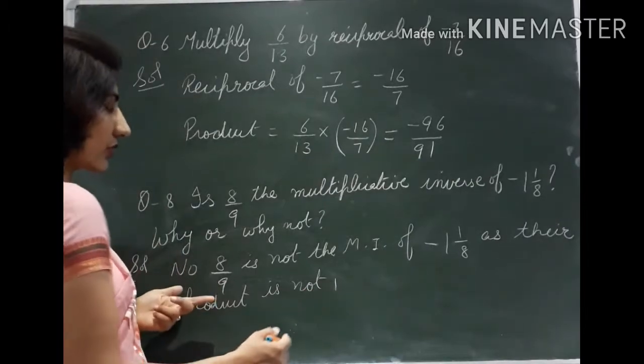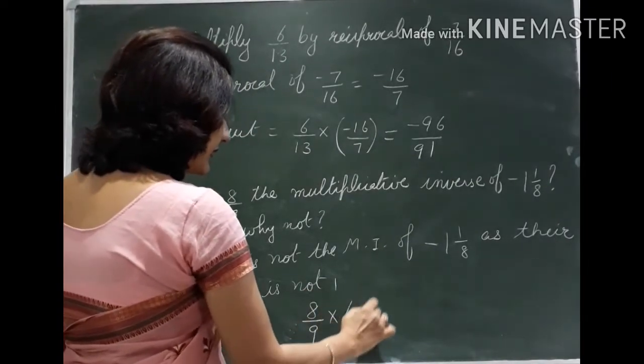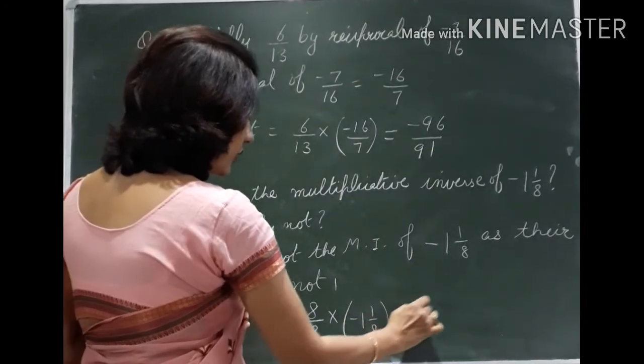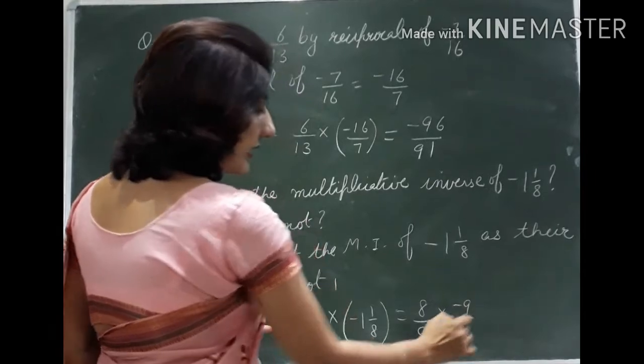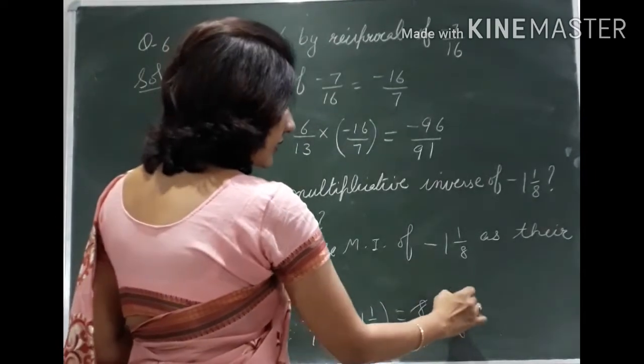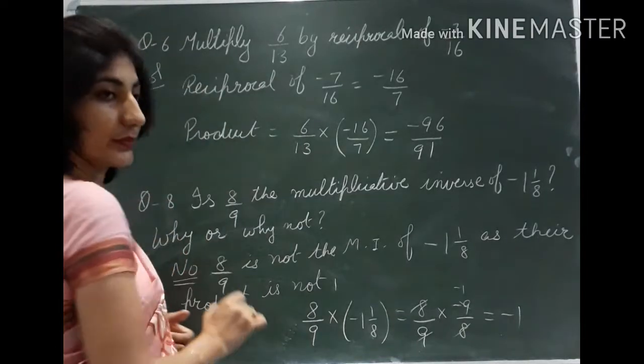And then you will also show that 8 by 9 multiplied by minus 1 by 8 is equal to 8 by 9 multiplied by minus 9 by 8. These will cancel, so you will get minus 1. So the answer is no.